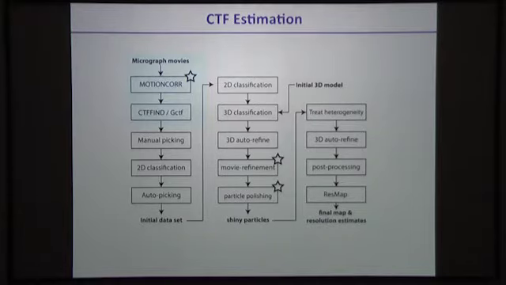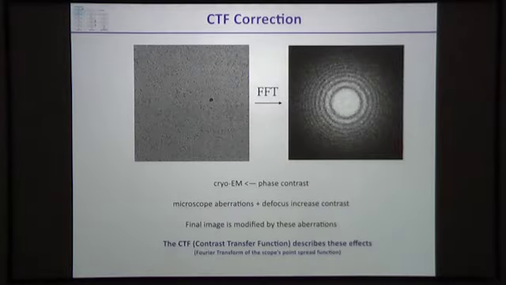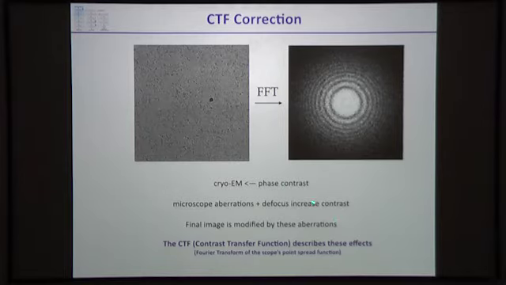So after we've done this, we now have better images. They have been motion corrected, and we can do now CTF estimation in order to do CTF correction later. So as Paul explained nicely last week, in order to get contrast in our images, we are defocusing and relying on the imperfections of the microscope to provide this increased contrast. But this is also modifying our images with these aberrations, and we need to correct for them.